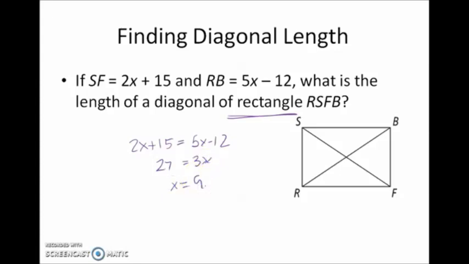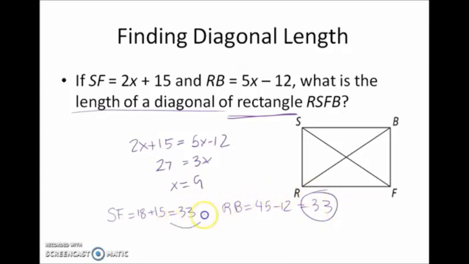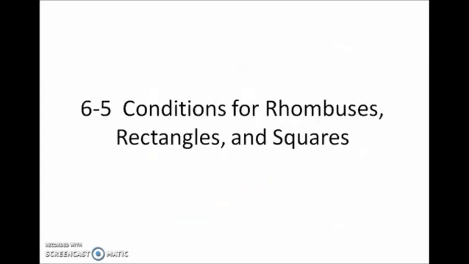But that's not what they asked. They want the length of the diagonal. So it should work plugging into both of them. In the top case with SF, that would be 18 plus 15, which is 33. And if I was looking at RB, that would be 45 minus 12, which is equal to 33. So the length of the diagonal is 33.